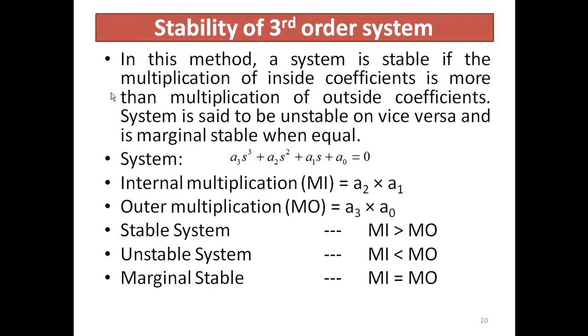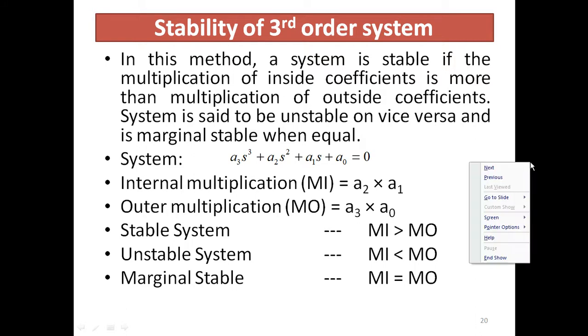So today, in the third part of Routh Hurwitz criterion, we will be discussing the stability of third order systems. This is one of the techniques where we consider the inner multiplication of the coefficients and the outer multiplication of the coefficients. So what are the inside and outside coefficients of the characteristic equation?